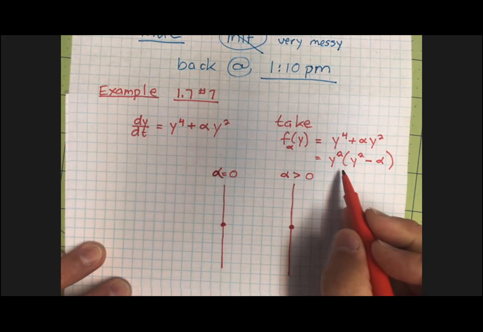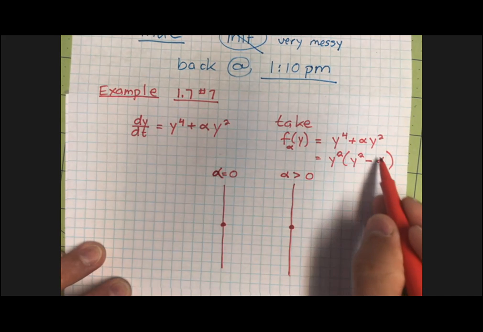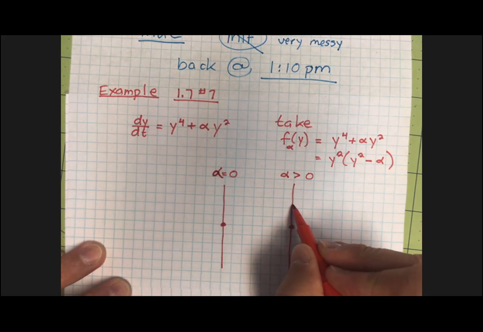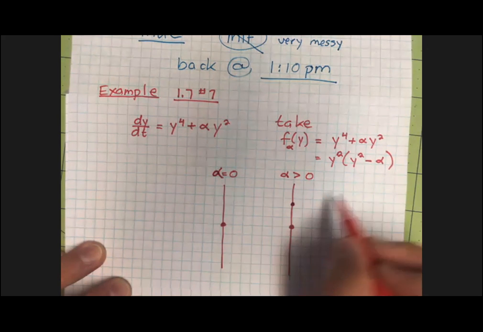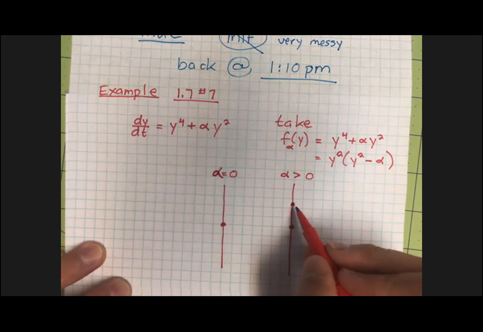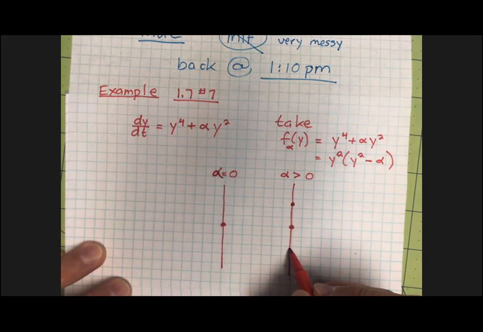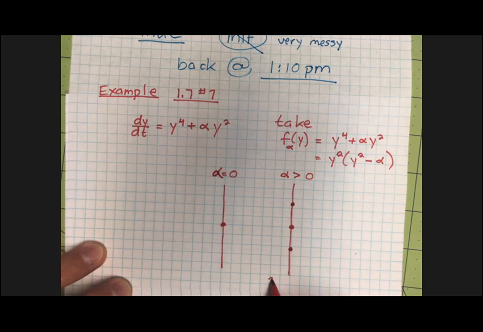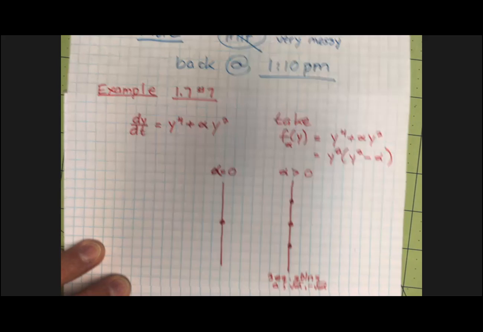Here, if alpha is a positive number, I get two more zeros to this polynomial, two more equilibrium solutions. They are at positive root alpha above zero and negative root alpha below zero. I can label these if I want to. I'm not going to label them right now. I could make a note for myself down here. Three equilibrium solutions: zero, root alpha, minus root alpha, if you want to remind yourself.